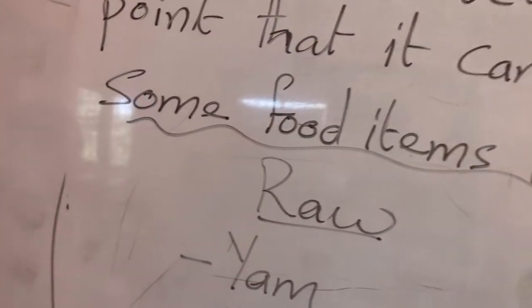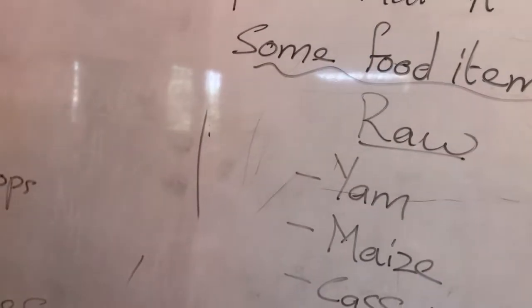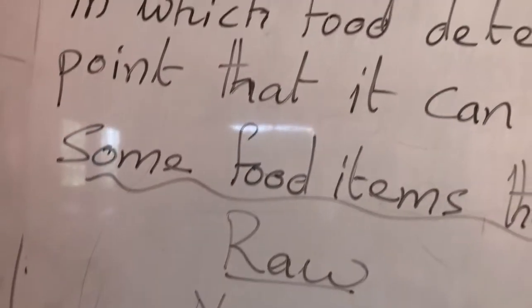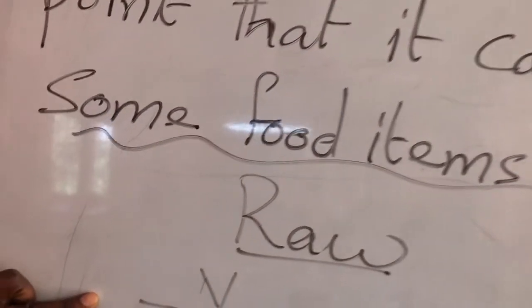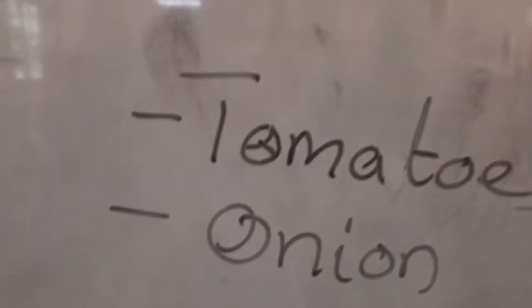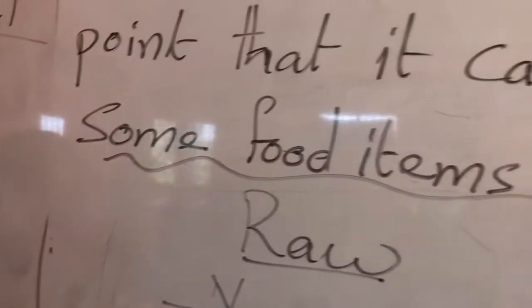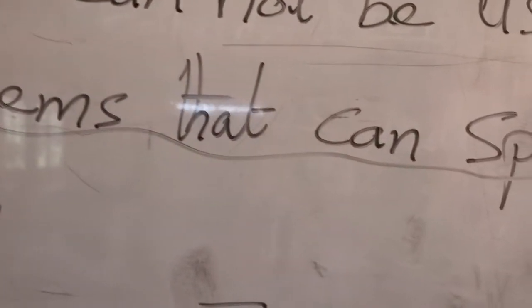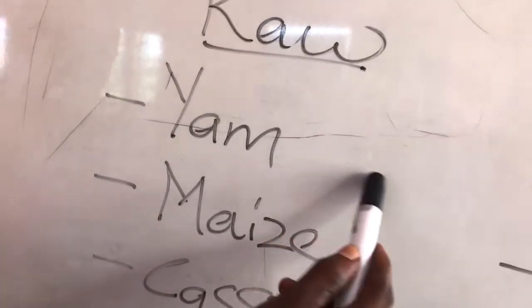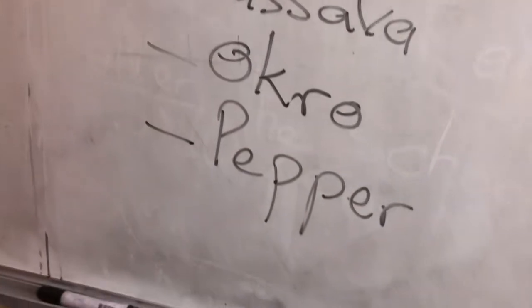Before then, let's identify some raw foodstuffs that can get spoiled or rotten. One, we have yam here, maize, cassava, okra, pepper, tomatoes, and onion. We have a lot of these foodstuffs. We have cabbage and other stuff, garlic. Imagine, we have a lot at home. If you are not able to preserve these foodstuffs well, the yam can spoil, the maize can spoil, cassava the same, okra, pepper, and all these things.